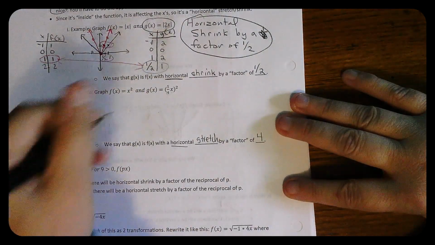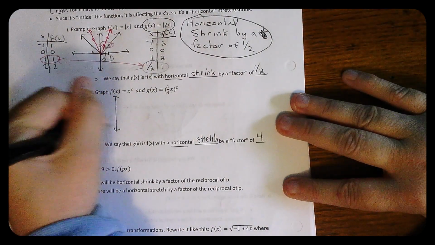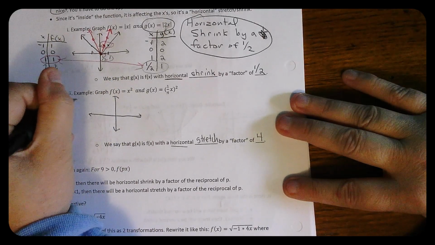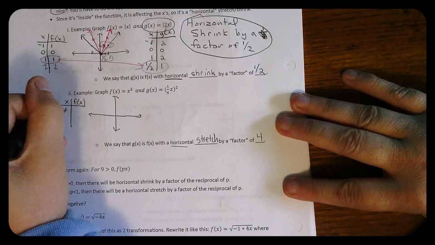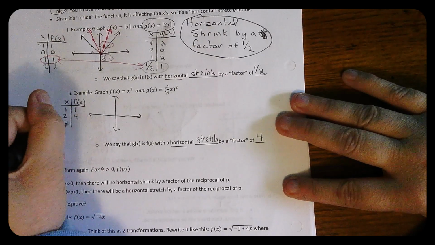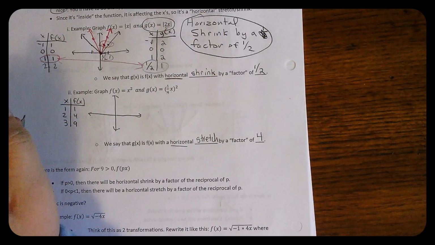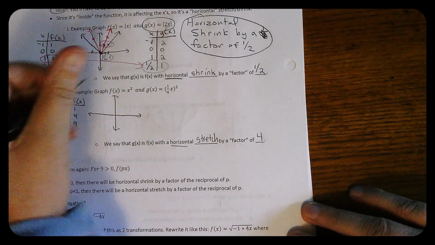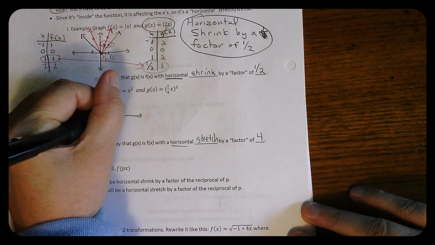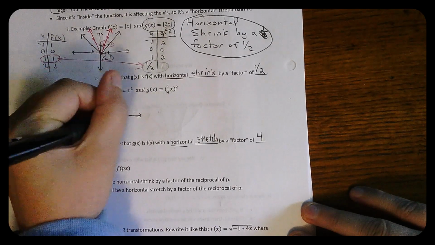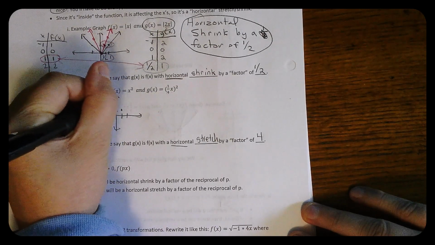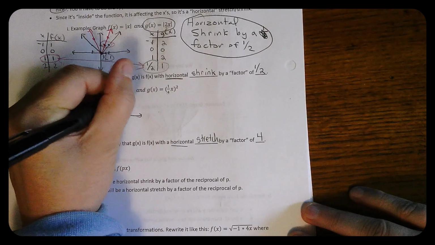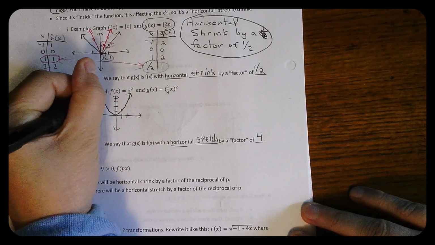Okay, let's verify it. Let's graph it. So we have x squared, where we have 1, 1, 2, 4, 3, 9. All right, so we'll graph it. So right 1, up 1, right 2, up 4. Right, and the same thing on the left, because the x squared is a symmetrical graph.